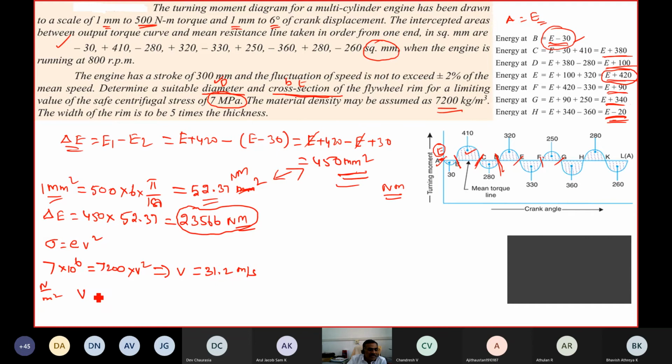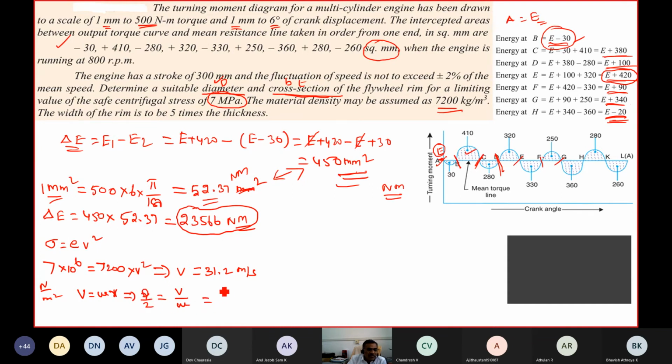From the V you can find the value of diameter. What is the relation between V and D? V is equal to omega into R. What is R? R is the radius, that is D by 2. You calculate R, then you can calculate the diameter. So R is equal to V by omega. R, we can say it is D by 2.